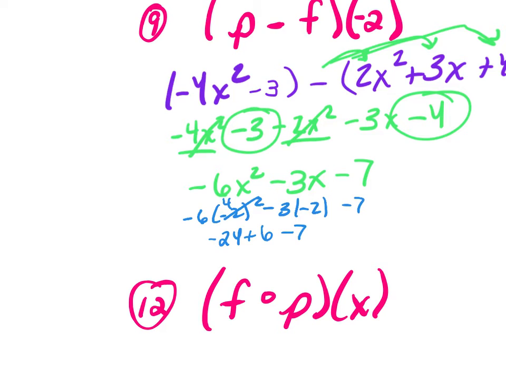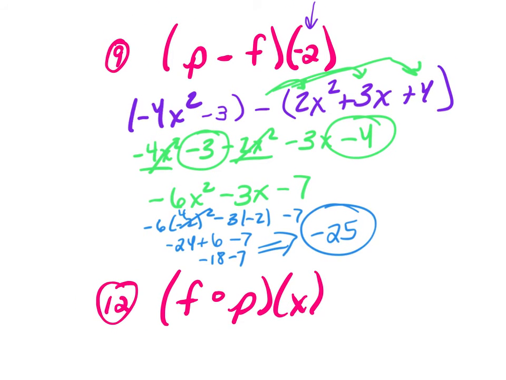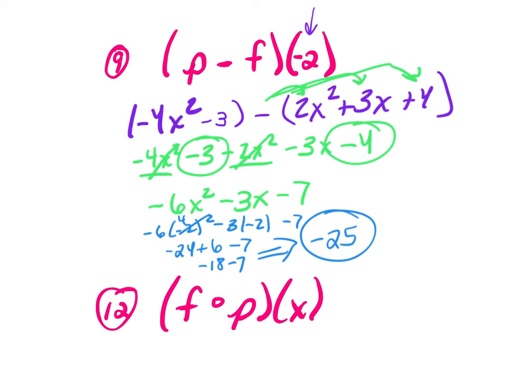What's negative 24 plus 6? Negative 18. Yep, so I have negative 18 minus 7 gives me negative 25. Good. All right, they told me subtract these two functions and then evaluate using negative 2.